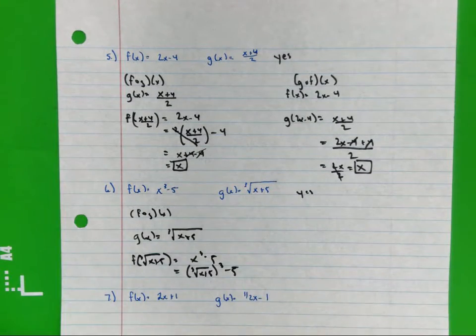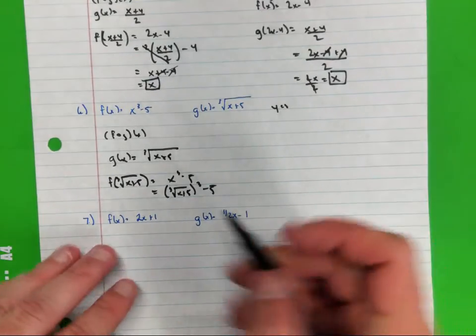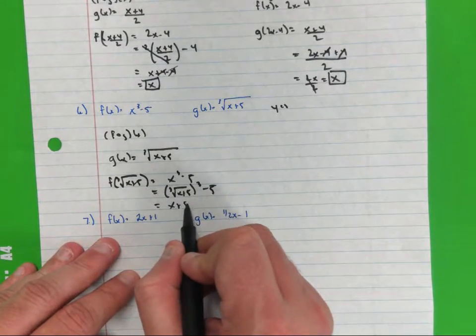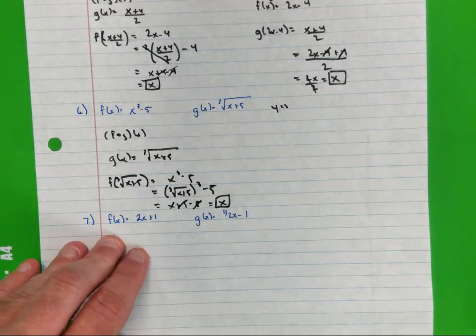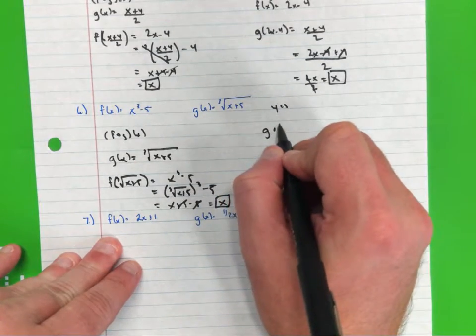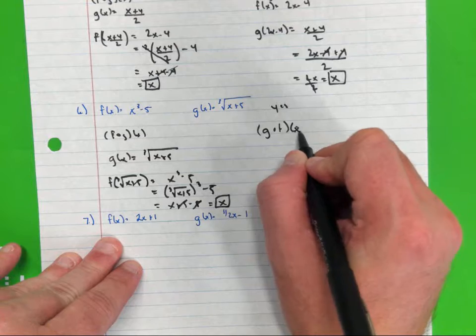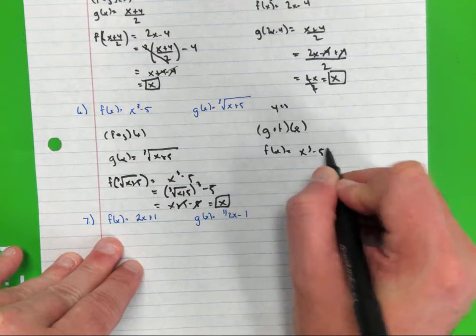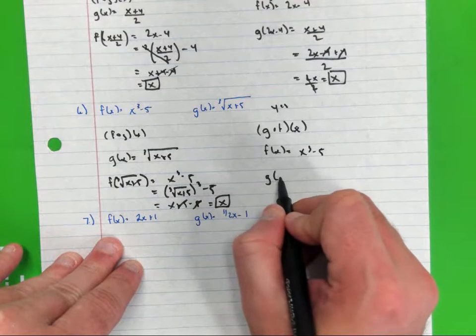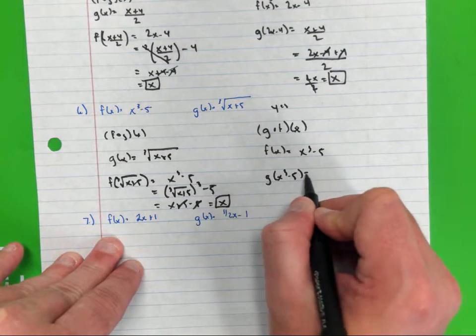What happens to the cube root in that cube? It cancels out, and you get x plus 5 minus 5. Therefore, those cancel out, and you're left with x. And then you have g of f of x. So I got f of x equals x cubed minus 5. Now do g of x cubed minus 5.